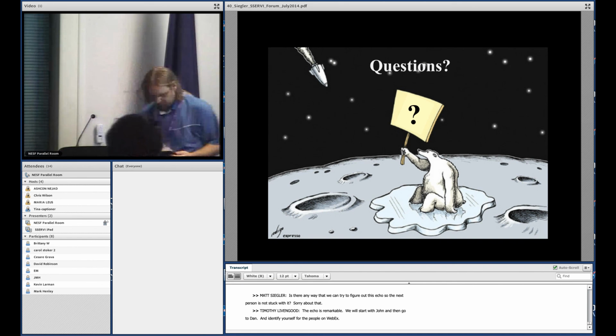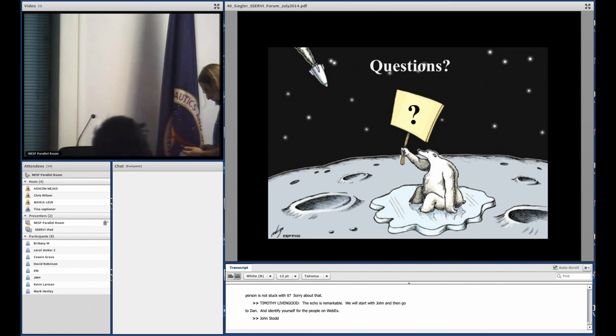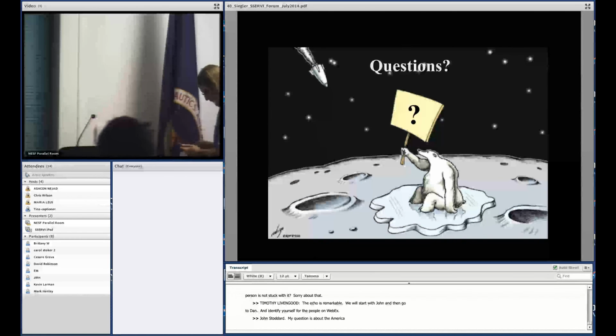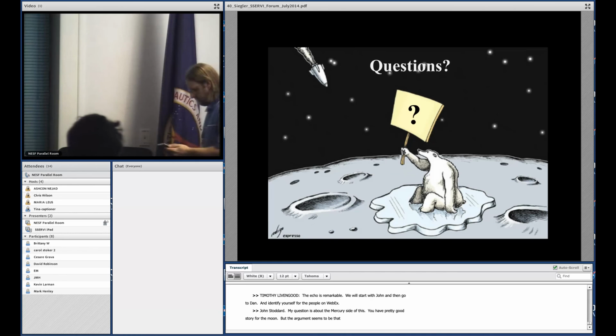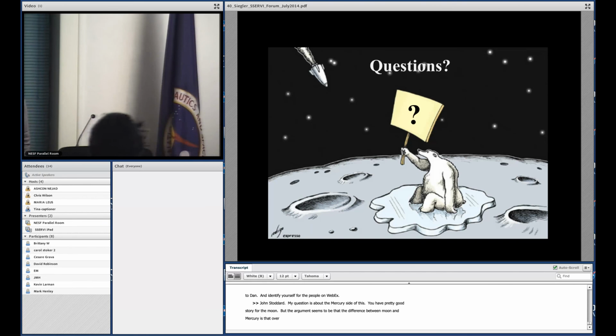Goddard. My question is about the Mercury side of this. You have a pretty good story for the moon, but the argument seems to be that the difference between the moon and Mercury is that over geological times, the obliquity of the moon's orbit changed. But that means that the superficial ice on Mercury existed over geological times, and that probably is not possible due to the radiation destroying superficial ice. Do you have any comments on that?